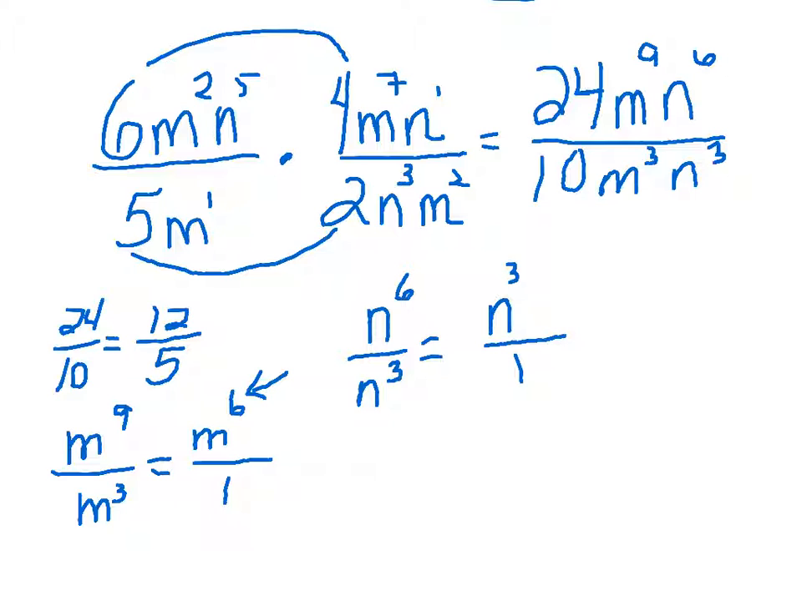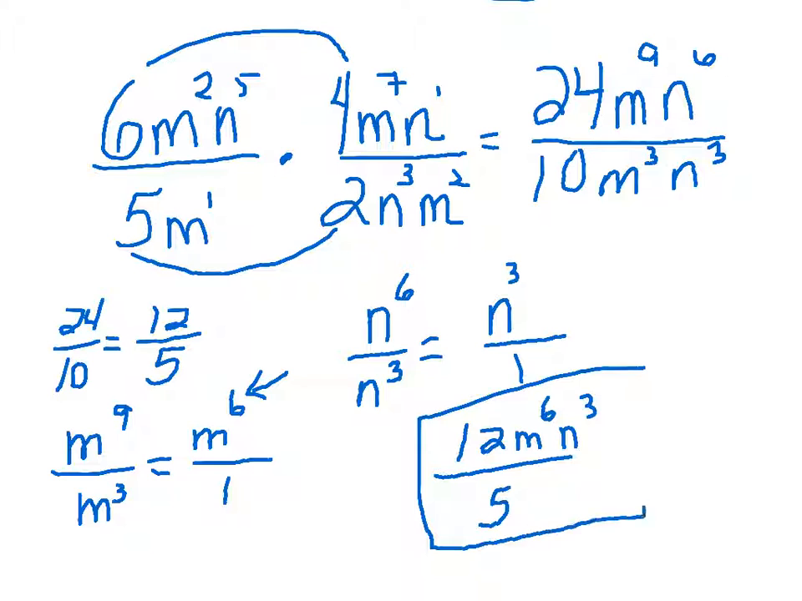Alright, so we combine these all together. We have a 12 in the top, a 5 in the bottom. We have an m to the 6th in the top, and an n to the 3rd in the top. And there you go. Did you get the same answer? Alright, we have one more to try.